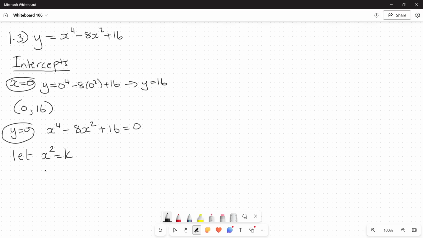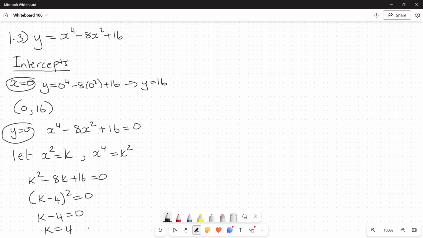Use a different letter. Then, of course, that would mean x to the power of 4 is equal to k squared. So what you actually have is k squared minus 8k plus 16 is equal to 0. And this is just k minus 4 squared is equal to 0. So k minus 4 is 0 and k is equal to 4. If k is equal to 4, that means that x squared is equal to 4, and that means x is equal to plus or minus 2. So we have 2, 0, and negative 2, 0. These are my x-intercepts.